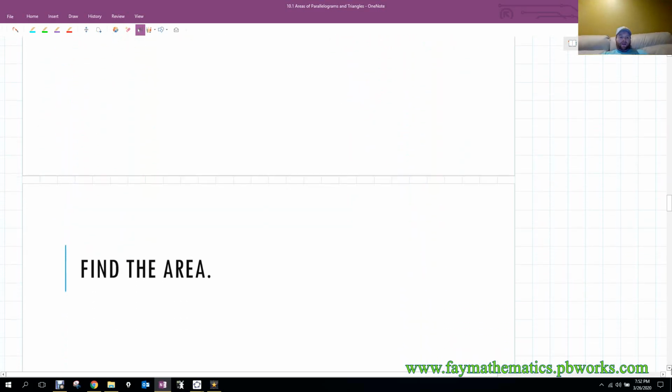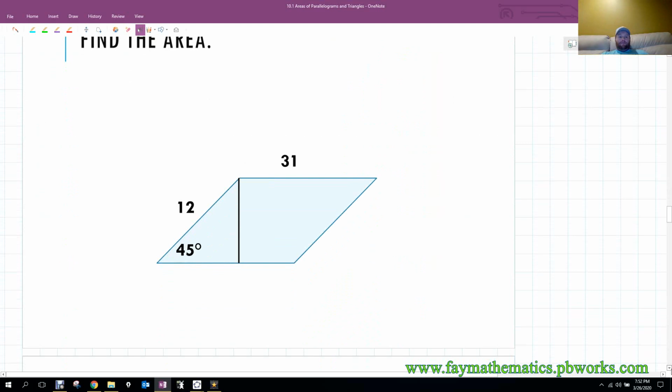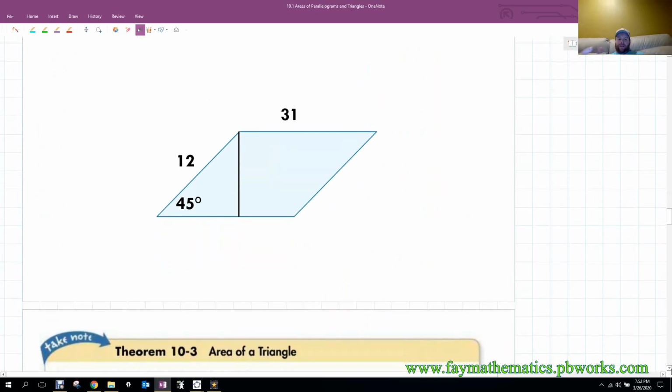So those are two examples of finding the area of a parallelogram. Now this is where it's no longer like 6th, 7th grade math. They give me this information and they ask me to find the area. Well, here's my altitude. We know base times height. So we know the base is going to be 31 because that's what the altitude is drawn to.